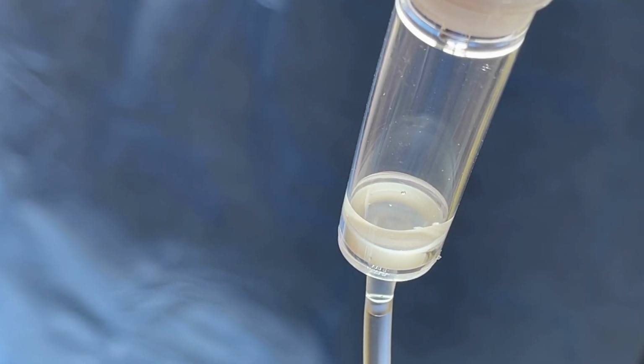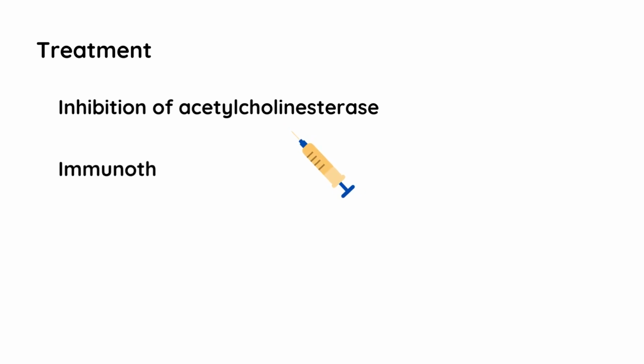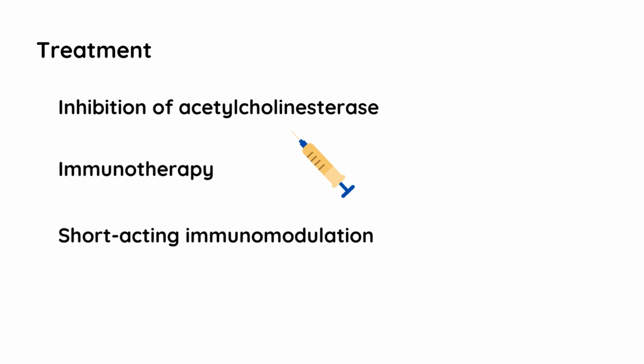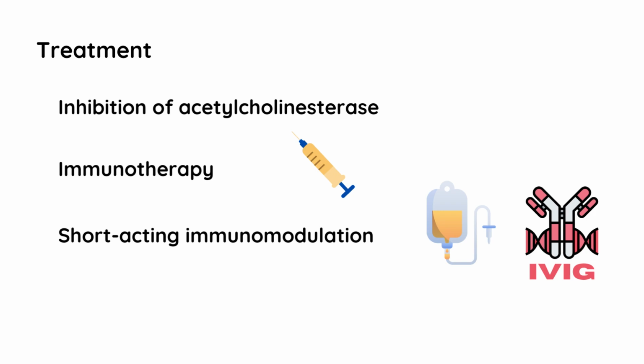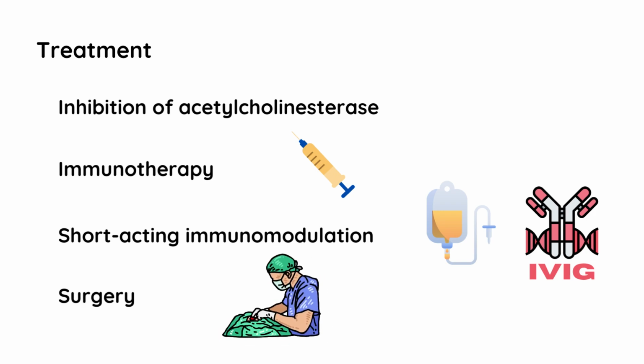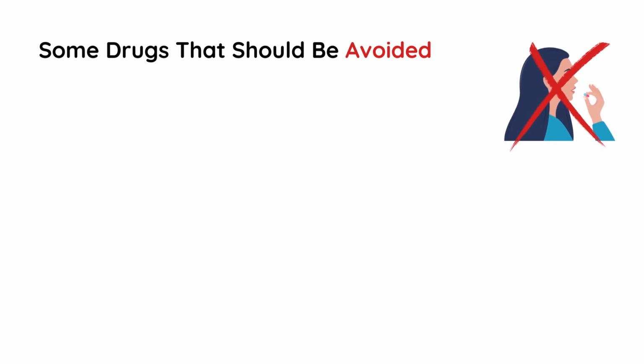There are 4 group therapies to treat myasthenia gravis. Inhibition of acetylcholinesterase to increase the amount of acetylcholine at the neuromuscular junction and symptomatic therapy. Immunotherapy with steroids, immunosuppressants, or immunomodulating drugs. Short-acting immunomodulation such as therapeutic plasma exchange or intravenous immunoglobulin. Surgical treatment: thymectomy.